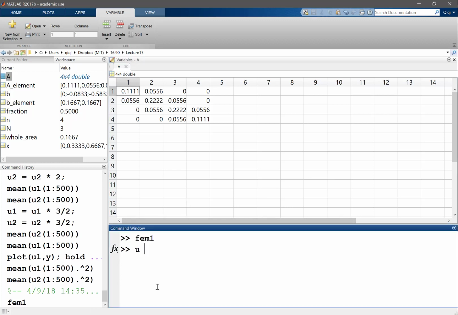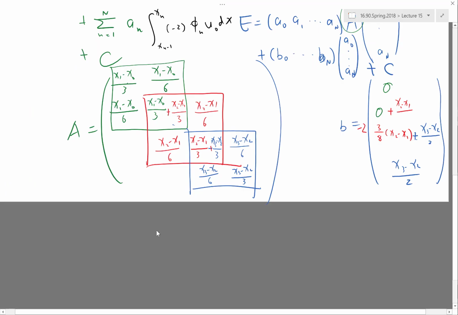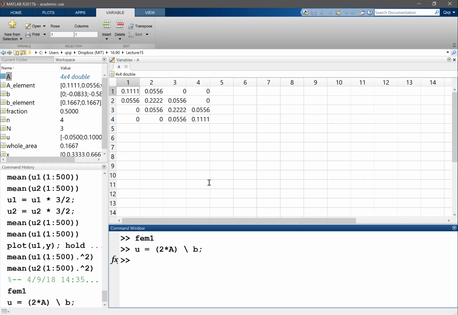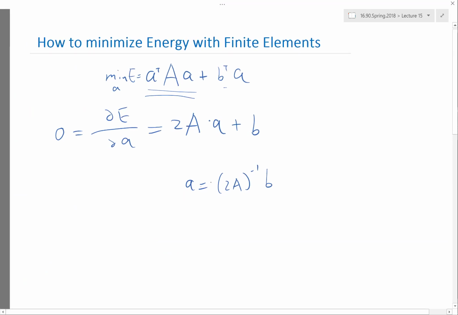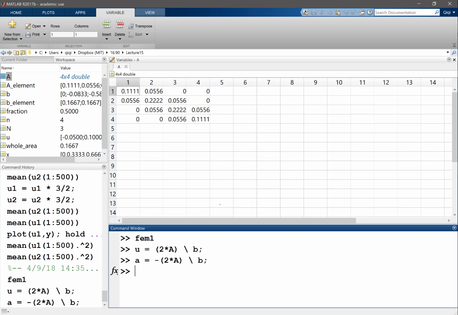So if we do u equal to A backslash, what do we need to do? Actually 2A backslash e. Wait, I think we get a minus sign here, right? It's because 2a times small a plus b has to be 0, so we have a minus sign here. So let's actually do a equal to minus of this.